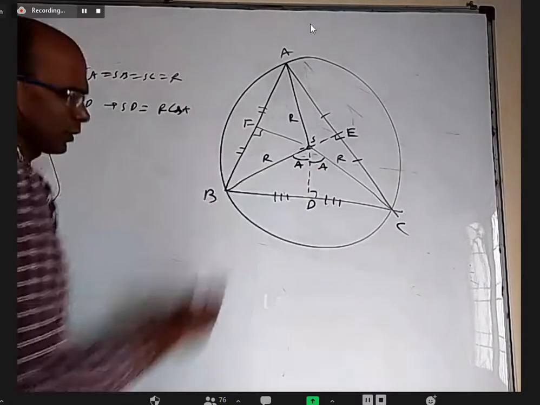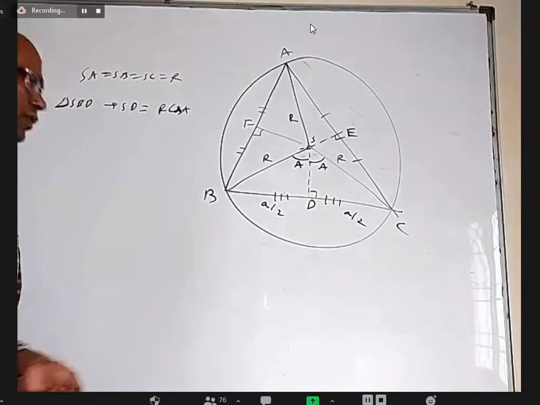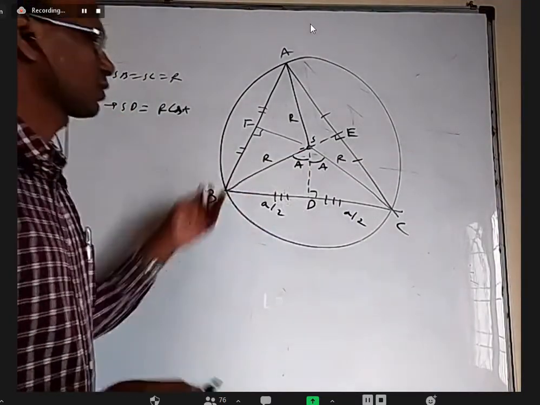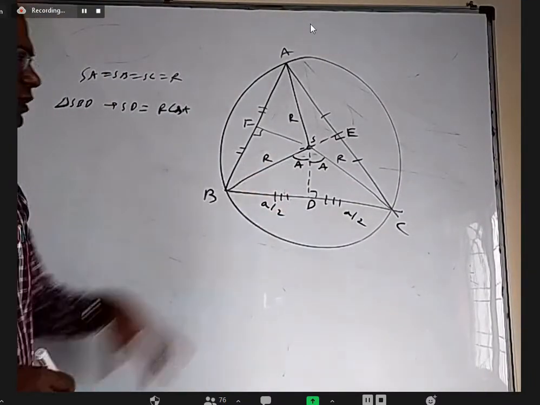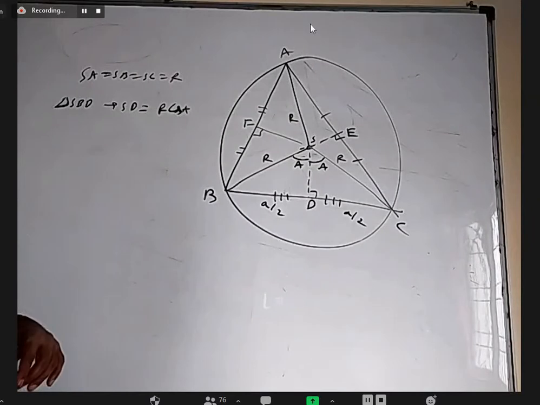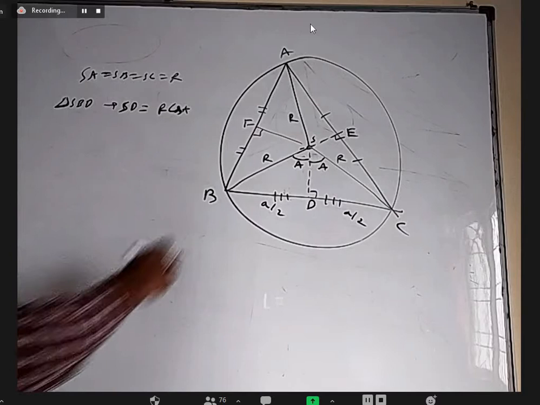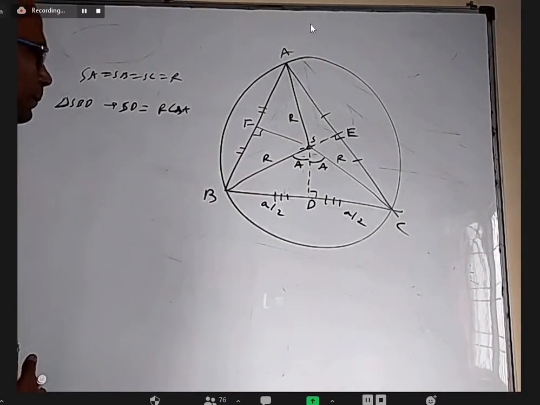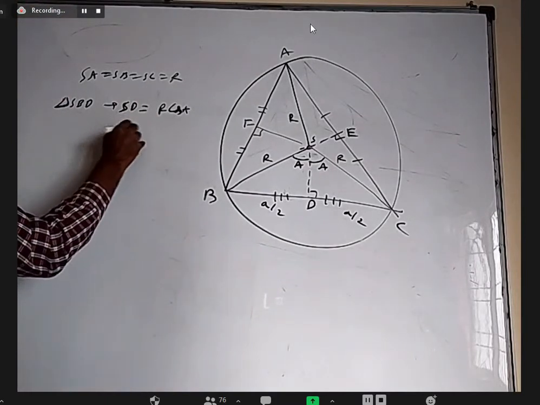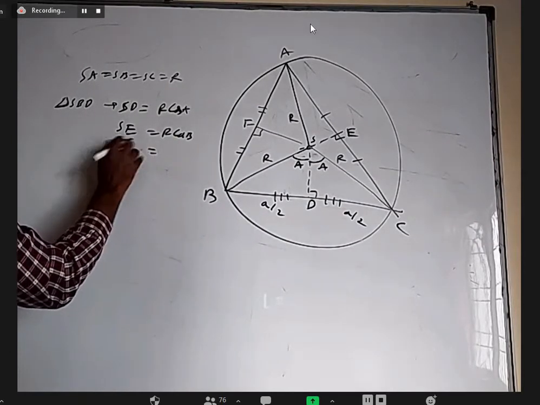Of course, this is also A by 2 and A by 2. Somebody can use some other way to find SD also. You can take tan, take this by this also, you'll get it. But this is easy, R cos A. Okay, SD is R cos A. Similarly, SE is R cos B, and SF is R cos C.